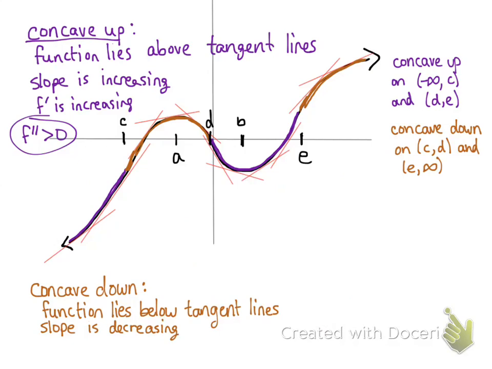Likewise, in the concave down areas, the slope is decreasing. That means the derivative f prime is decreasing, and that means the second derivative is negative in the areas where the graph is concave down.